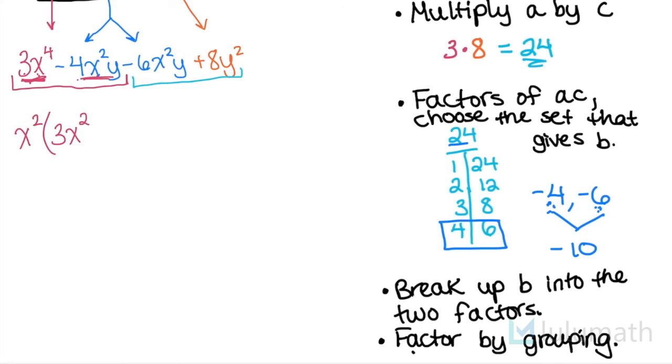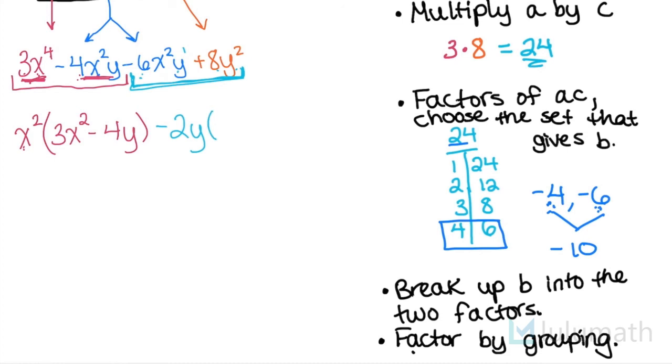Then when I divide this negative 4x squared y by x squared, negative 4 is being divided by 1, which is just negative 4. X squared divided by x squared is 1. They cancel each other out, and then I have a y left over. Now let's go ahead and factor our second group. So because this has a leading coefficient of a negative, I'm going to factor out a negative value here. And 6 and 8 are both divisible by 2, so I'll take out a 2, and then I have a y to the power of 1 in common. So I'm going to factor out minus 2y.